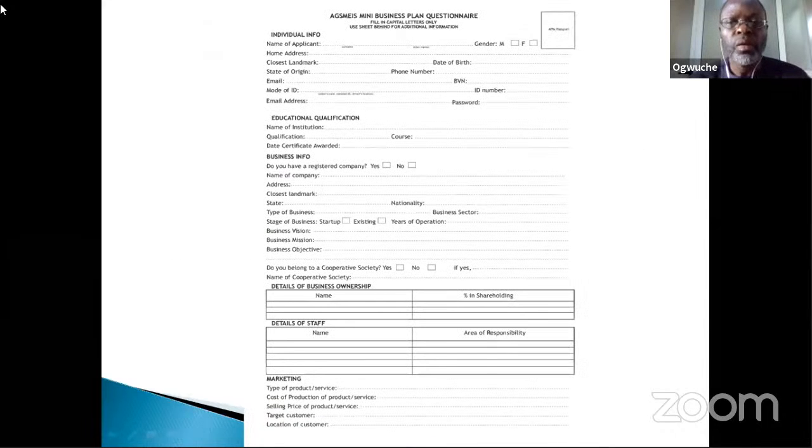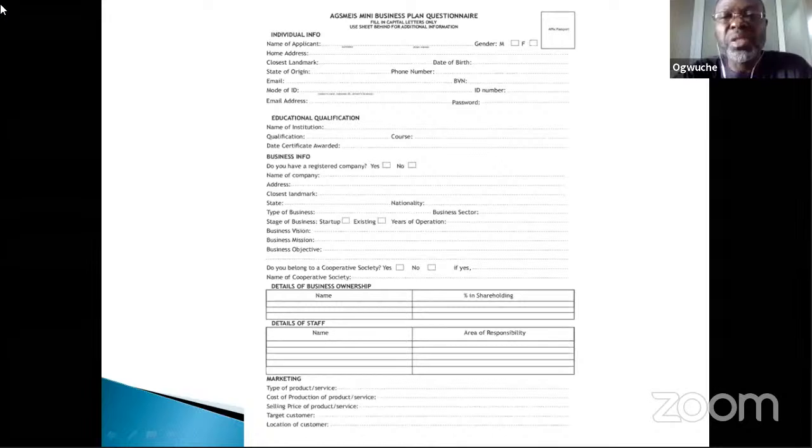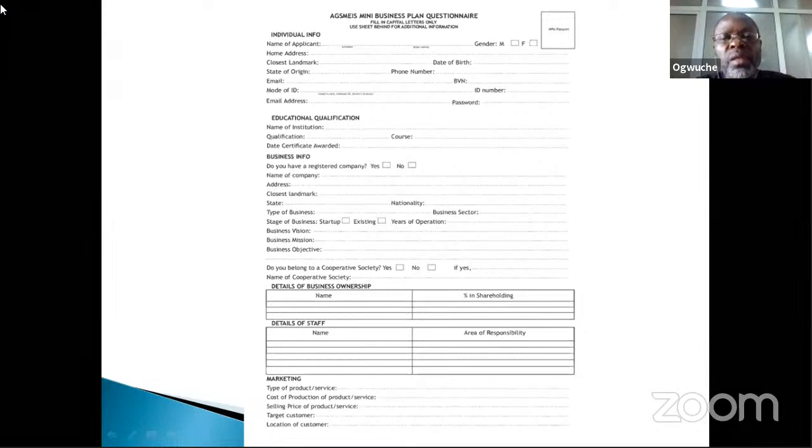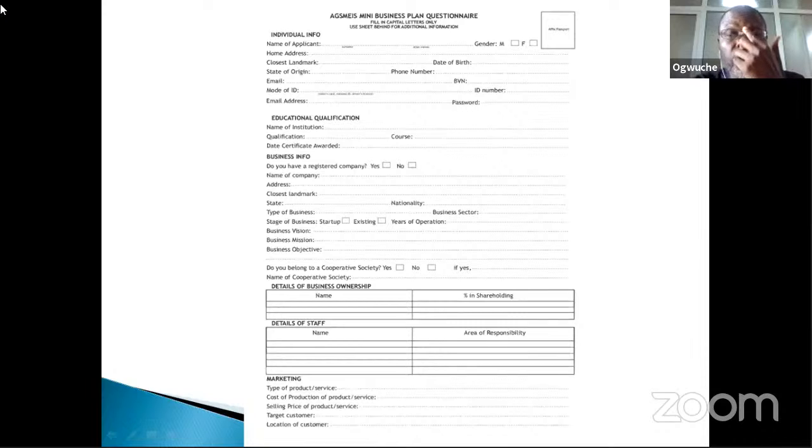Okay. Right. So this is the AGNIS mini business plan questionnaire. I want to believe that you have all seen this questionnaire before. And if you have not, it's one of the questionnaires that you need to complete for us if you want us to develop your business plan for you. So here at the top, we're saying that this questionnaire should please be completed in capital letters. The questionnaire is divided into different sections. The first is individual information, that's personal info. The second is educational qualification, then business info, details of business ownership, details of staff, and marketing.